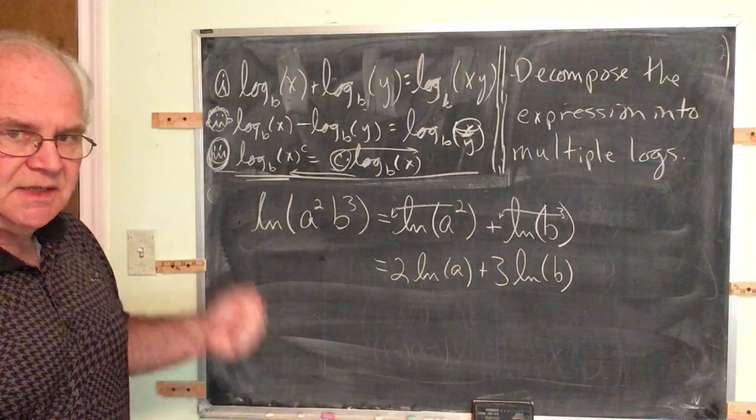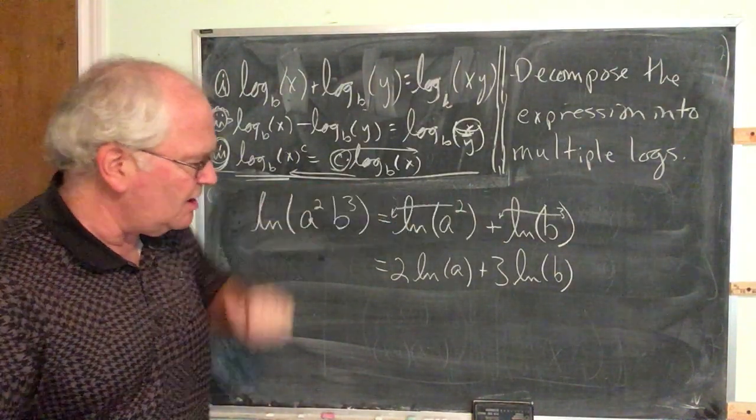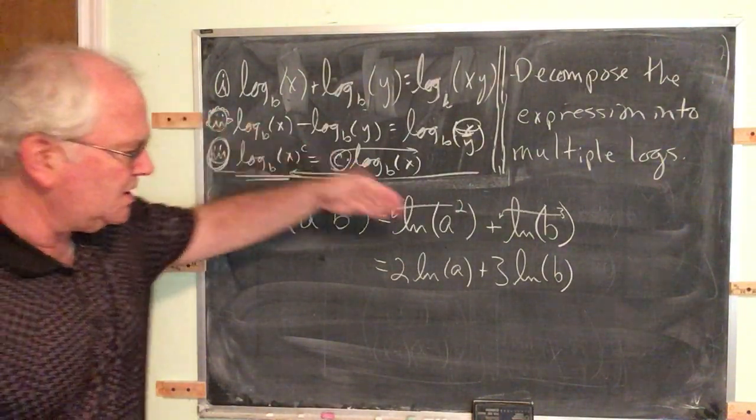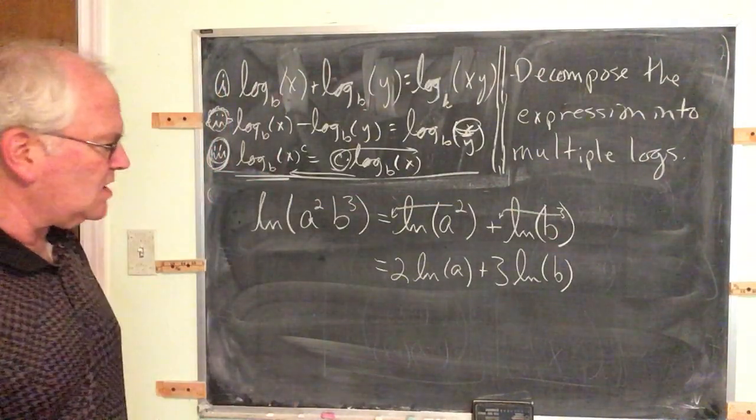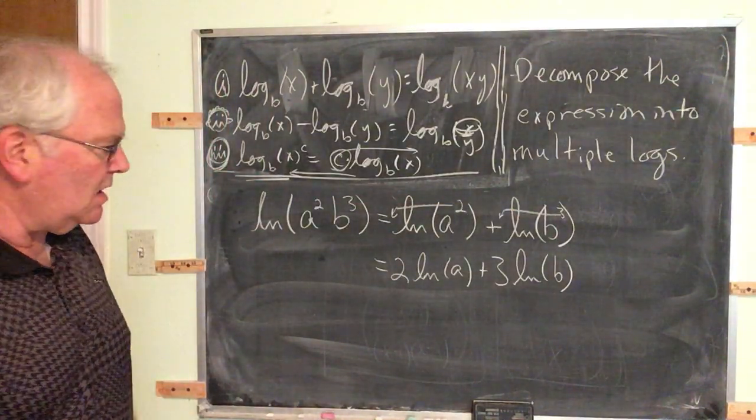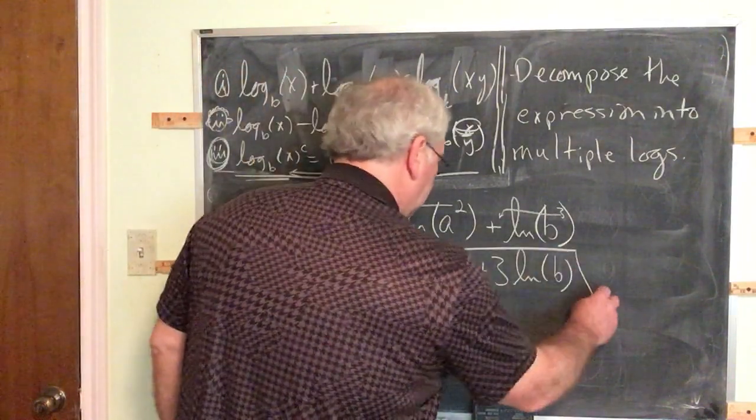There are no products. That means to say there are no arguments being multiplied. There are no quotients. There are no divisions in any of these arguments, and there are no exponents in the arguments. So that's our final result.